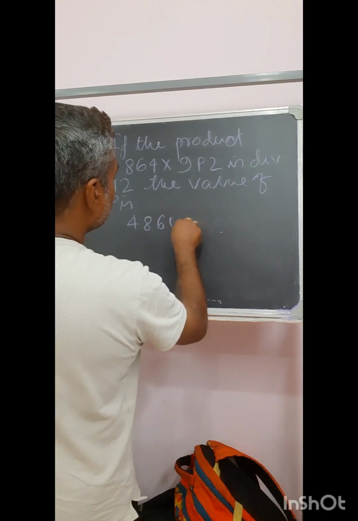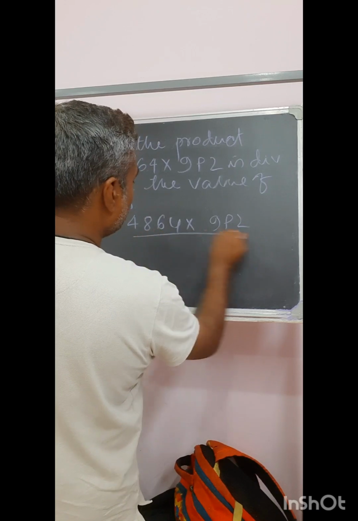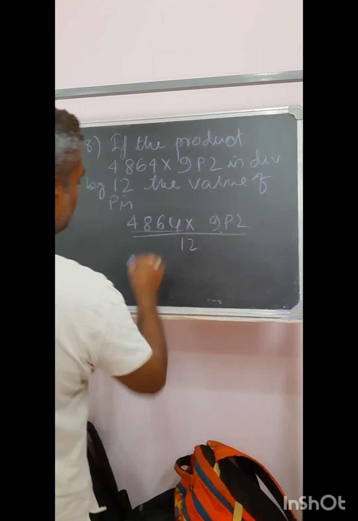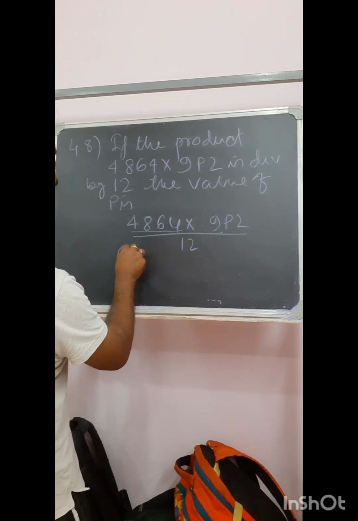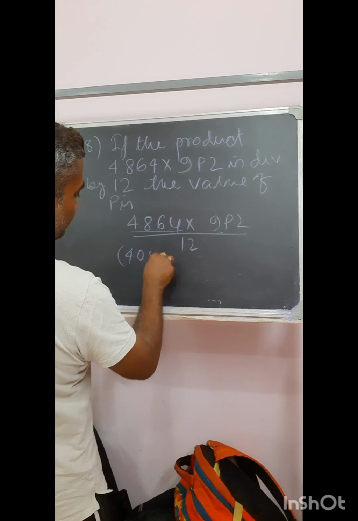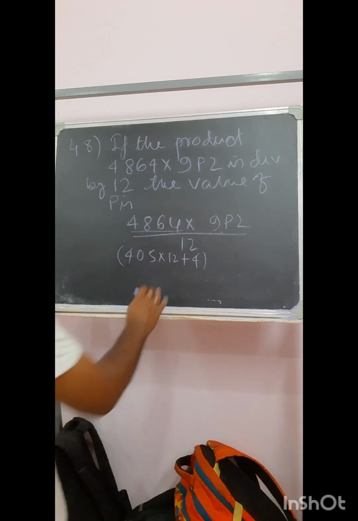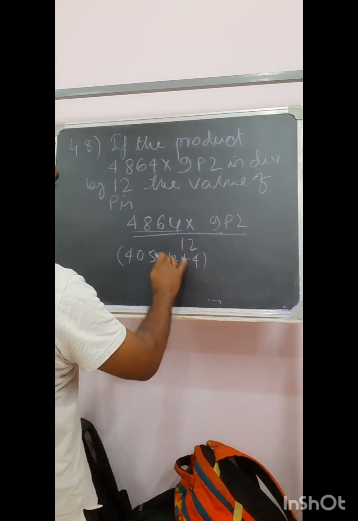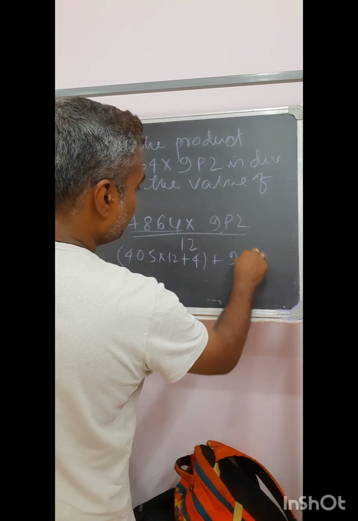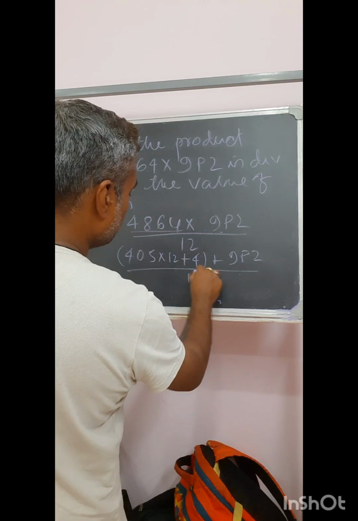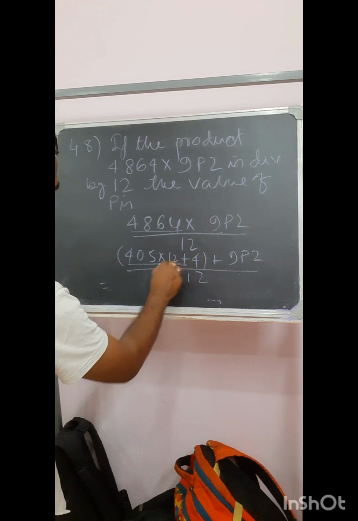Now, as it is divisible by 12, I can write it like that: 4864 multiplied by 9p2, divided by 12. Now I try to represent this number in terms of 12. Let's see what I will get. It will be 405 into 12 plus 4. Can I write it like that? Yes, I can. 405 into 12 gives you 4860, plus 4 remainder, plus 9p2, whole divided by 12.